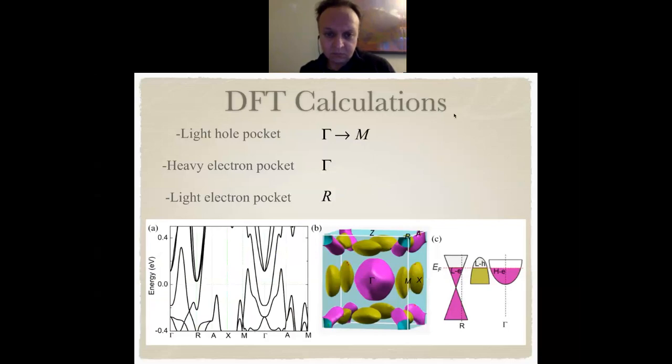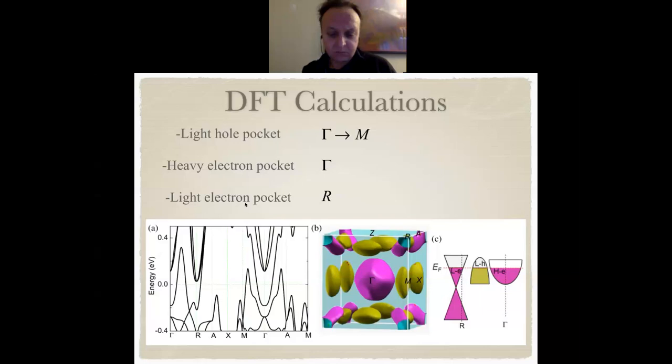So here are the ab initio density functional theory calculations. This is basically what they would call the band structure. So they're plotting the dispersion along high symmetry lines. And they found that there are 3 inequivalent pockets.